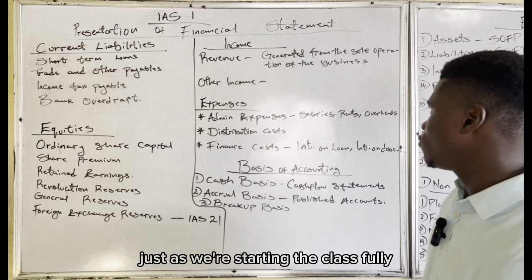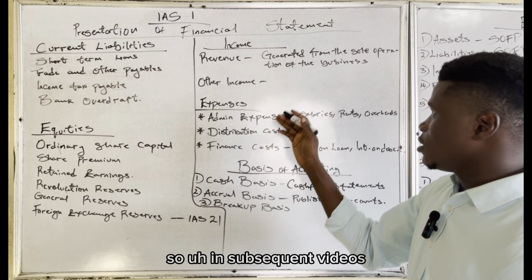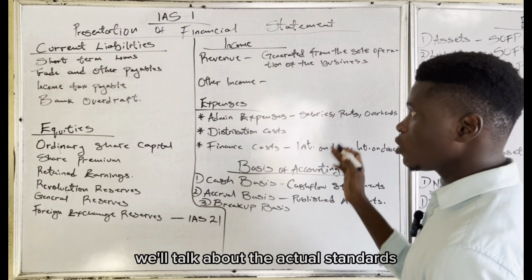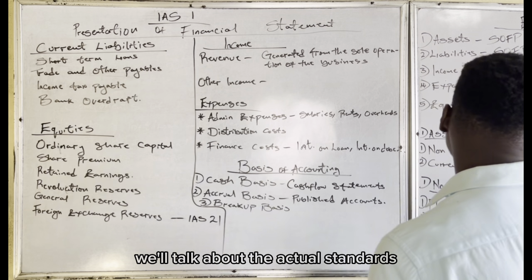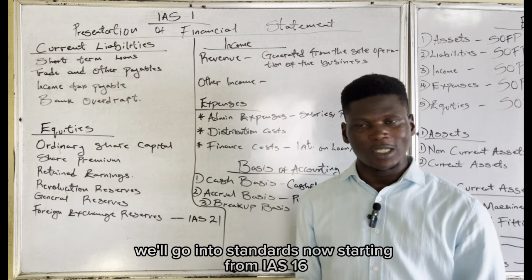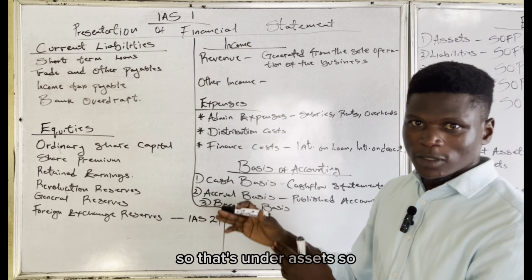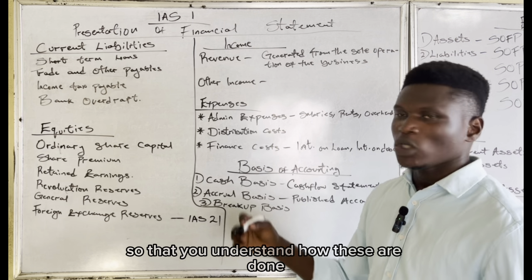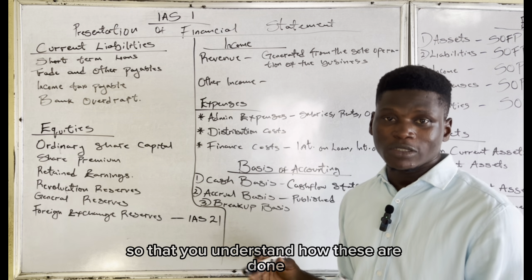So basically we have touched almost every part of what we need to do just as we are starting the class fully. So in subsequent videos, we'll talk about the actual standards. We'll go into standards now, starting from IAS 16. So that's under assets. So just follow me through so that you understand how these are done.